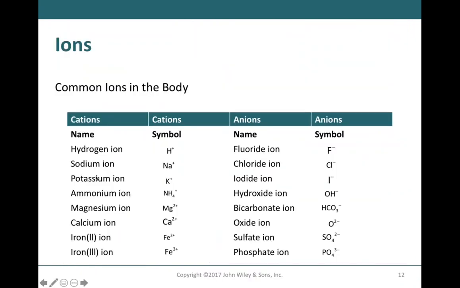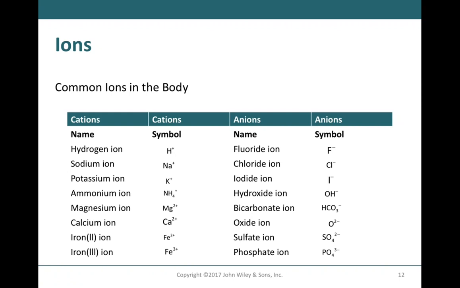So these are some examples of ions that we do find within our bodies. Hydrogen ions are going to be very common ones that we see. Now, hydrogen, for example, has one proton in its nucleus, which means it's going to have one electron.